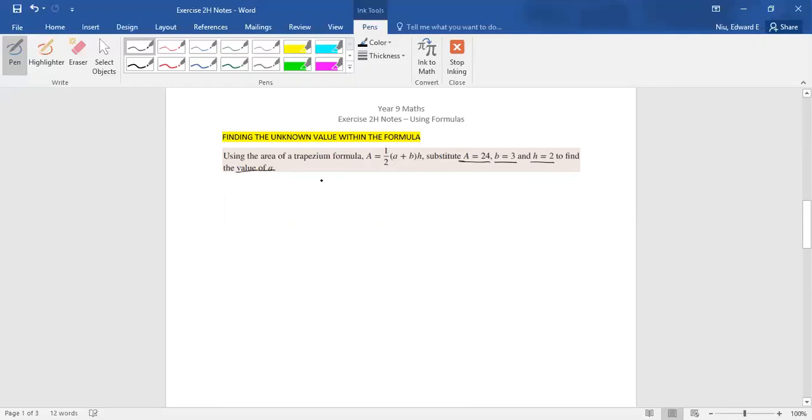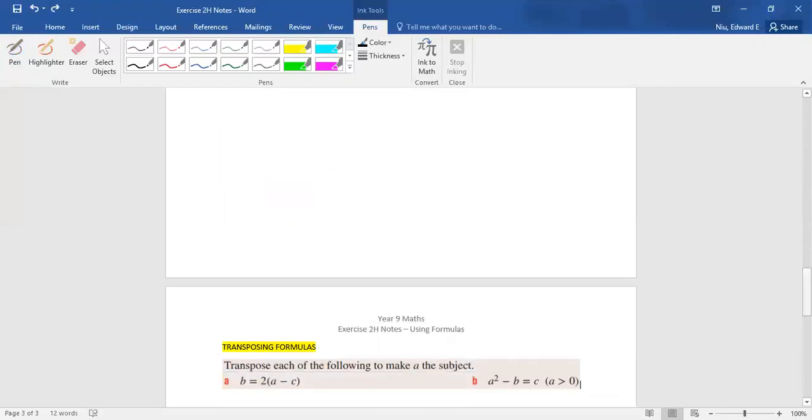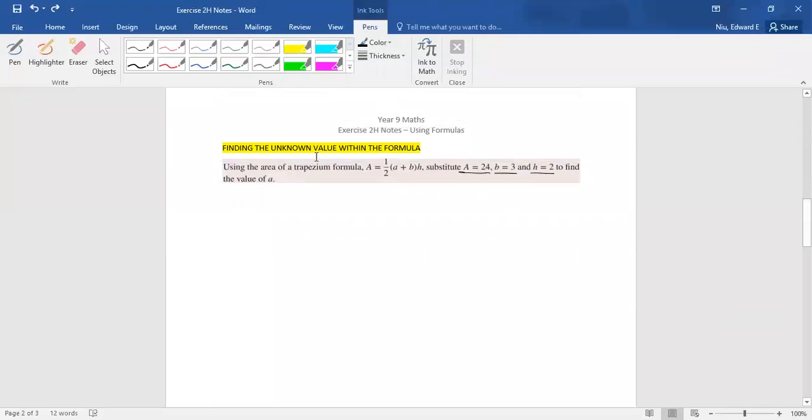So what do you notice? Whoop, that's unintentional. What do you notice? Where's a in the formula?